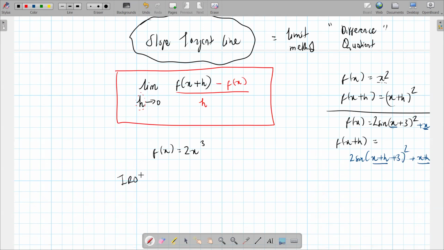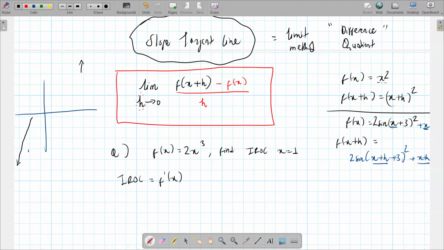IROC means f prime of x. This will give you the slope of the tangent line. Let's say the question is, this is your function, find IROC at x equals 1. Now that's a cubic function. We don't have to draw it if you don't want to, but it's always helpful. It's a positive cubic function, starts in quadrant 3, ends in quadrant 1. Kind of looks like an S. The 2 in there doesn't do a whole lot. It looks very similar to the parent function x cubed. The 2 is a vertical stretch, but in terms of the diagram, it looks very similar to the original function.